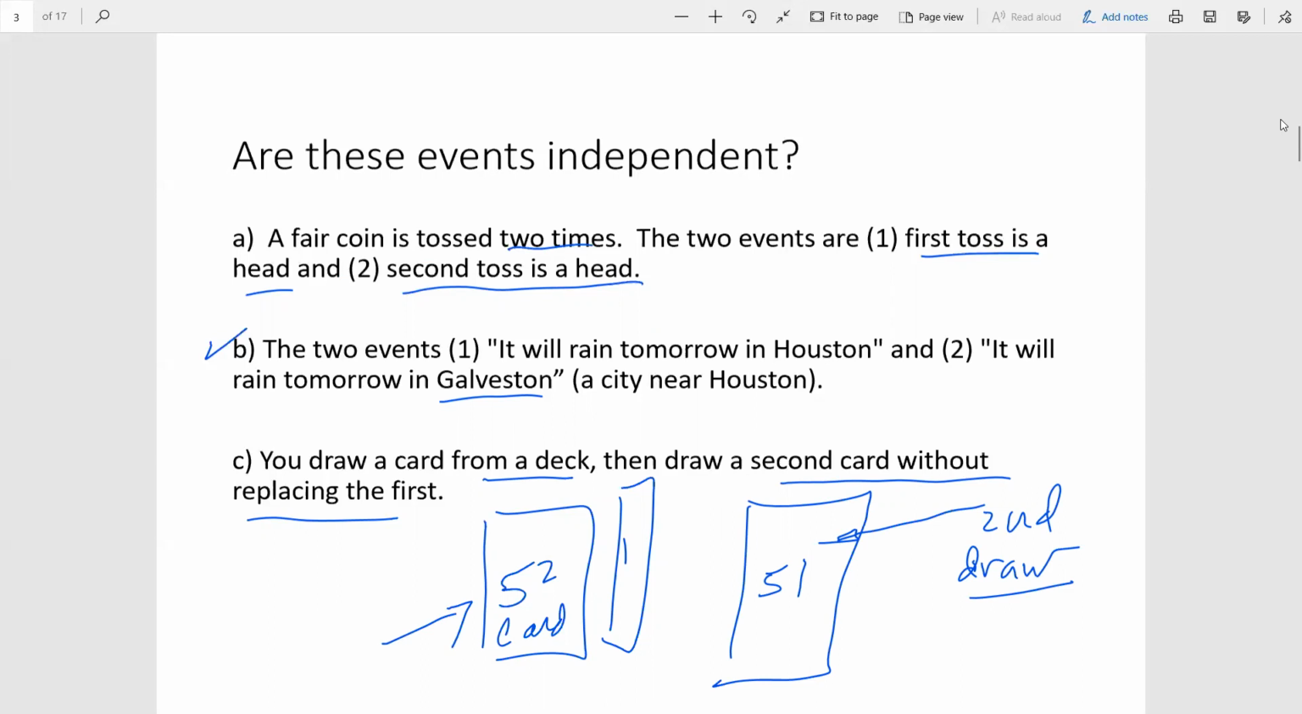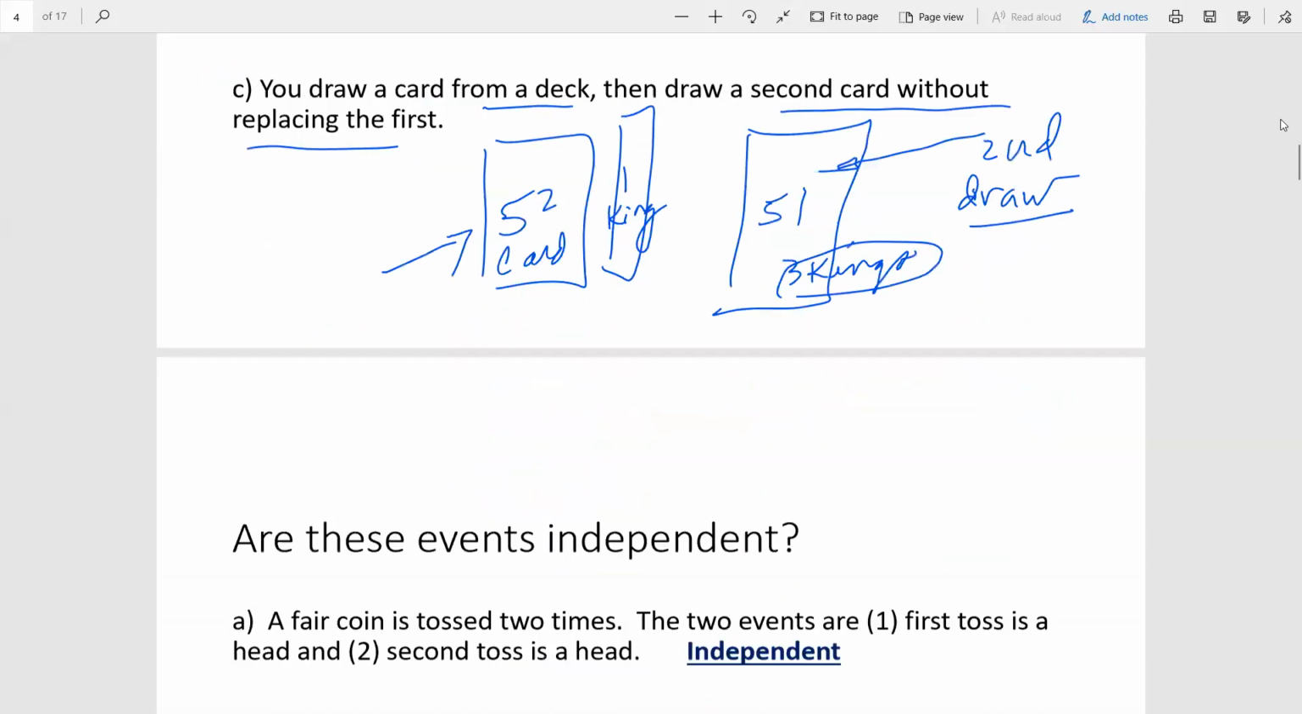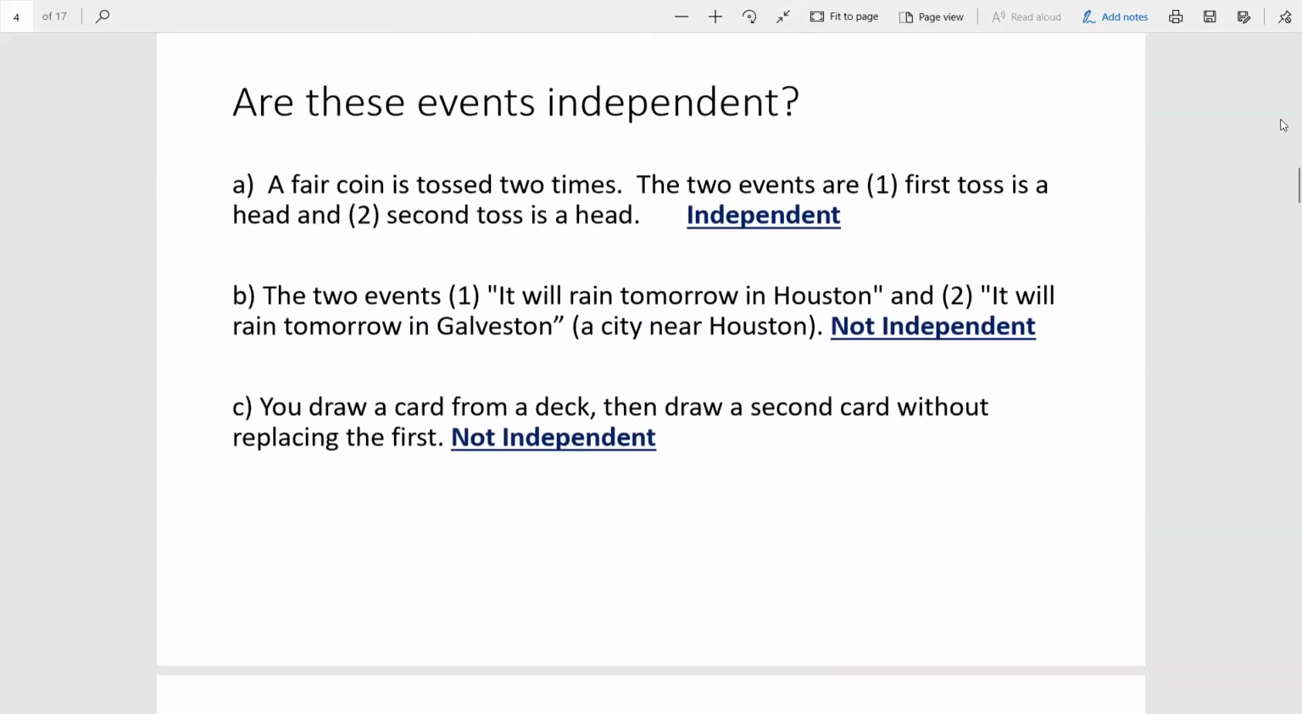For instance, if you were looking to draw a king and you drew 1 king, there are only going to be 3 kings left in the deck to draw. So the probability of drawing a king in the second draw is going to be less than it would have been if you hadn't taken the card out. So the first one is independent, the second one is not independent, and the third one is not independent either.